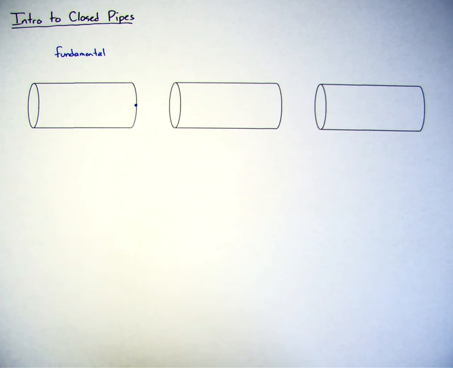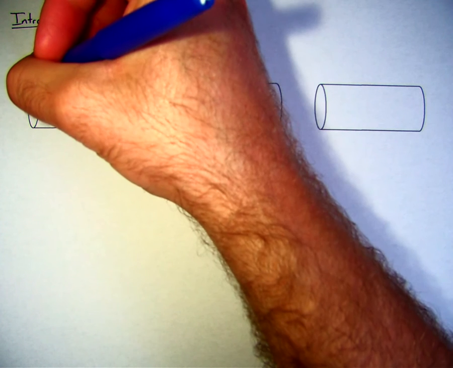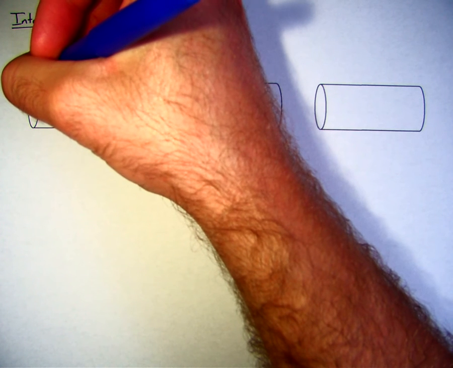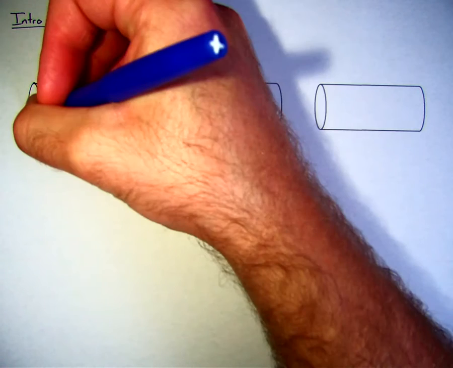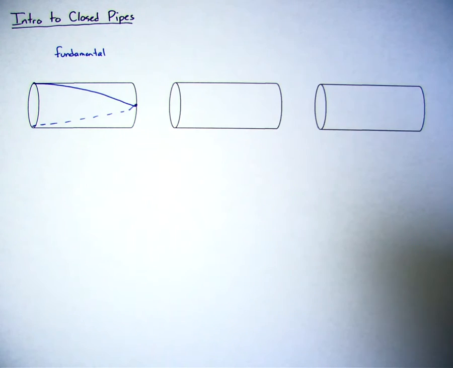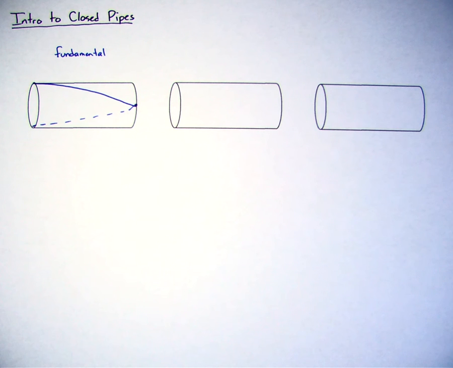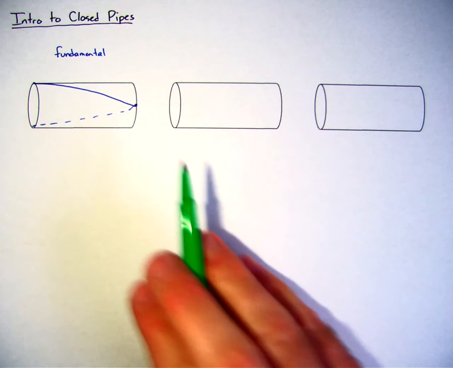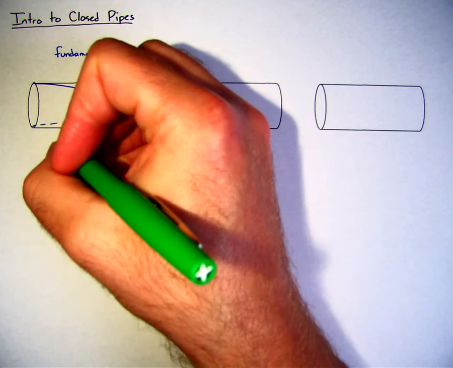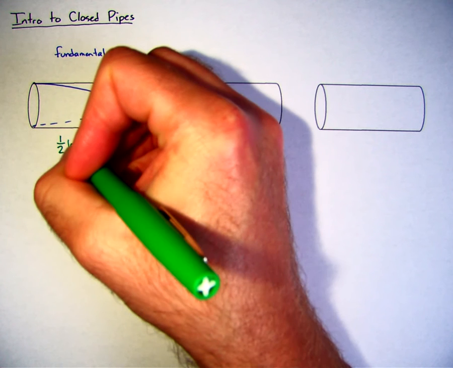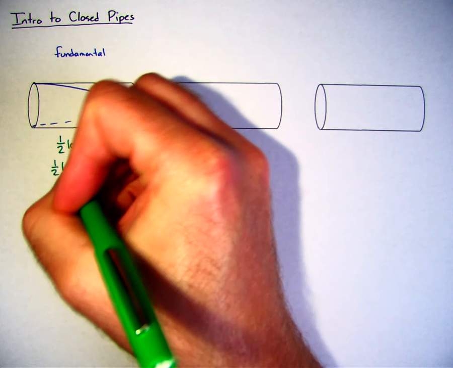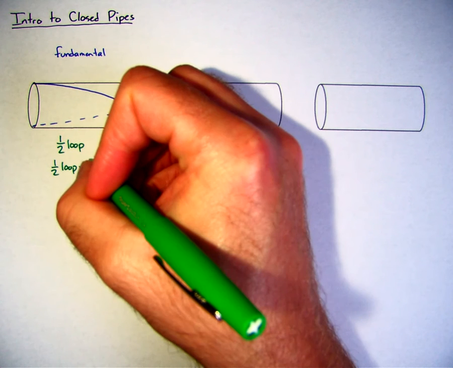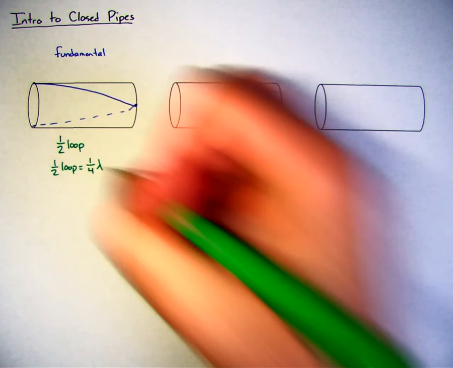So for our fundamental frequency, the smallest wave that we can produce is just a wave where we have an antinode to a node. So essentially it's a standing wave that looks like this. Now if you look at this standing wave, it's actually not a loop. It's only half of a loop. Since it's half of a loop, that means it's equal to 1/4 of a wavelength.